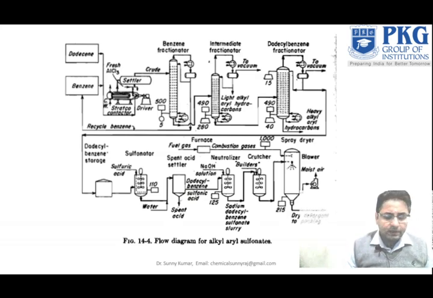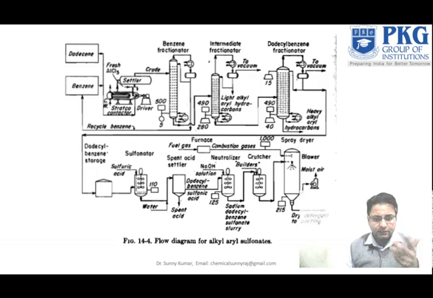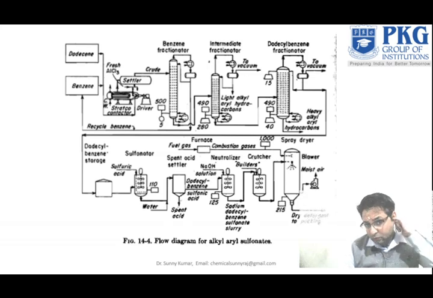sulfuric acid is available in your system, you can remove easily in a spent settler. Then we directly treat it with sodium hydroxide in this neutralizer, and you get sodium dodecyl benzene sulfonate. Then in a dryer you collect the dry detergent for packing, and you can dry it by the combustion gases. So this is the simple flow sheet for the alkyl aryl sulfonates, which is a type of detergent we generally prepare for many purposes. Detergent can be used for household purposes.